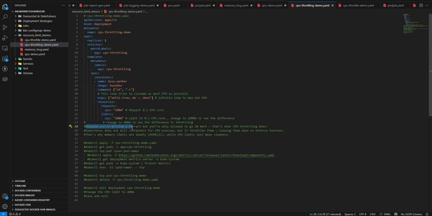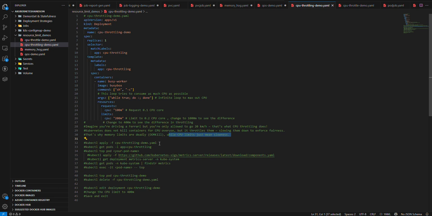Imagine you are driving a Ferrari, but you are only allowed to drive at a speed of 220 kilometers per hour. That's what the CPU throttle does. It can go up to 2000 kilometers per hour, but you are saying no, you go up to 20 kilometers per hour only, right? Kubernetes does not kill the container for CPU overuse, but it throttles them, basically slows them down. That is why memory limits are deadly, basically OOM kill, while CPU means just slowness.